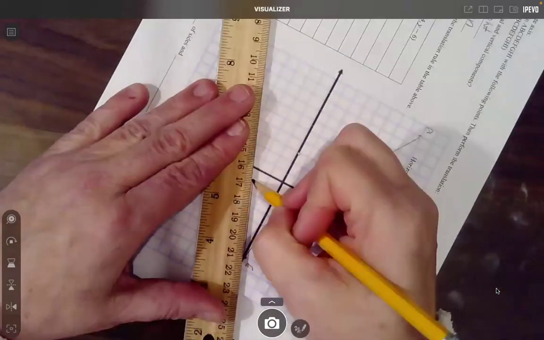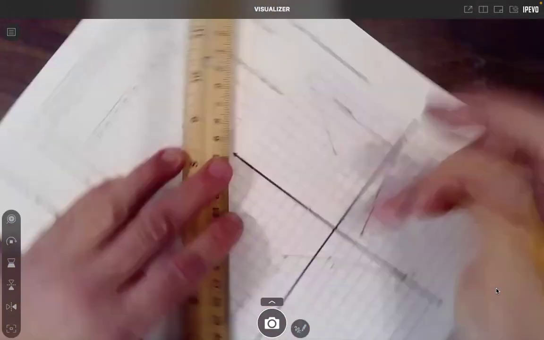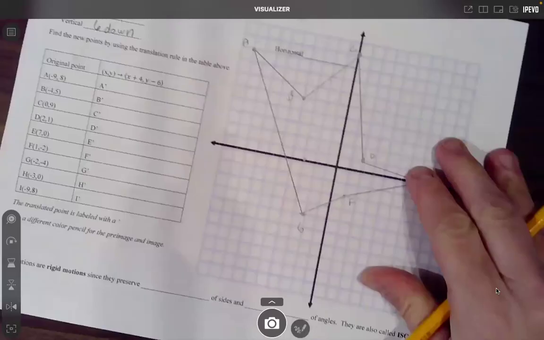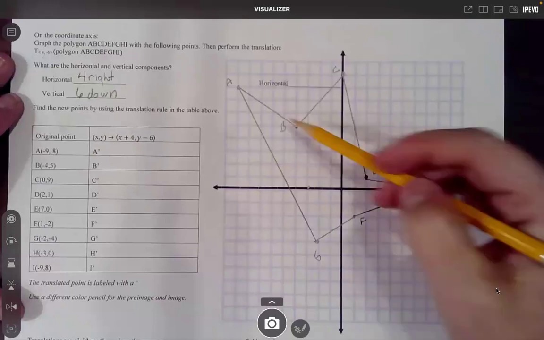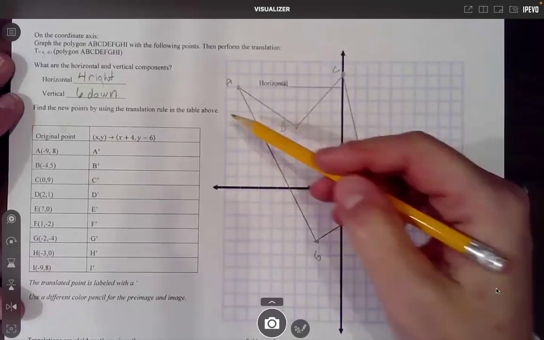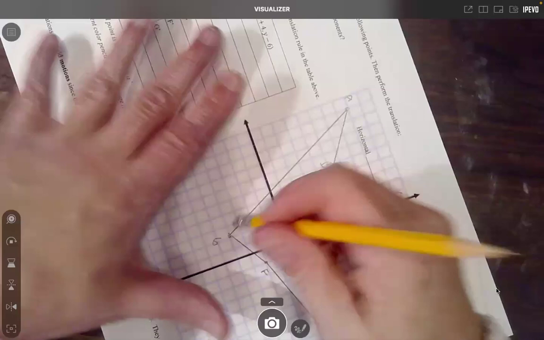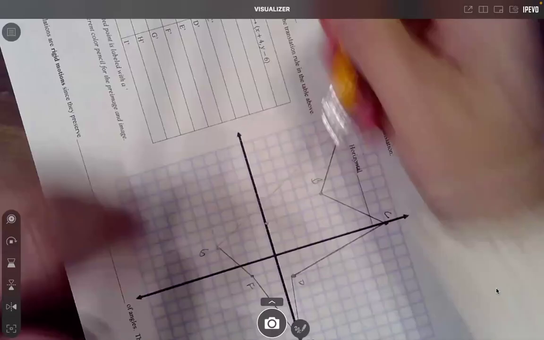So I'm going to connect all these points. And this is a very odd shaped polygon. Polygon A, B, C, D, E, F, G. Oh, I forgot. Sorry. I missed one. I missed H. Probably because I didn't label it.